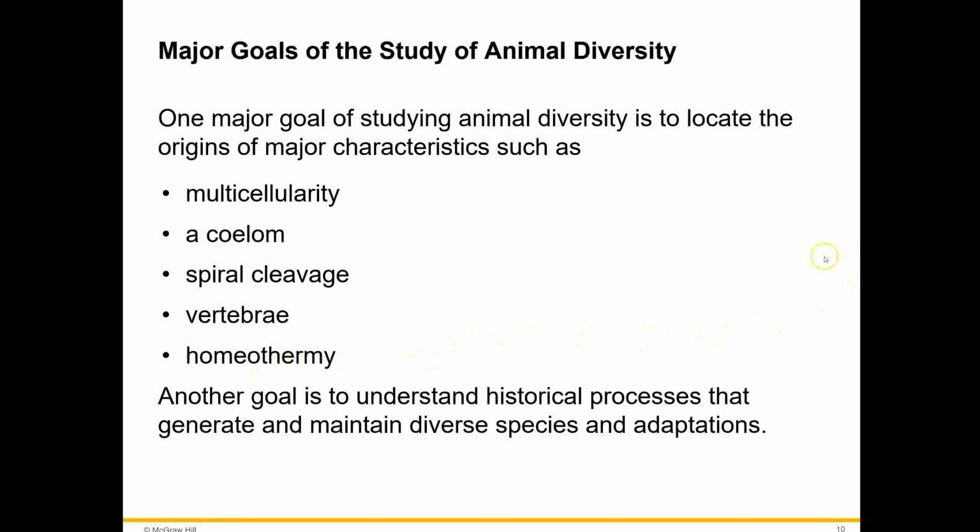originate from? And another goal is to understand the historical processes that generate and maintain diverse species and adaptations, which we will also discuss later. So where did these things come from, and why are they here, and what keeps them around?